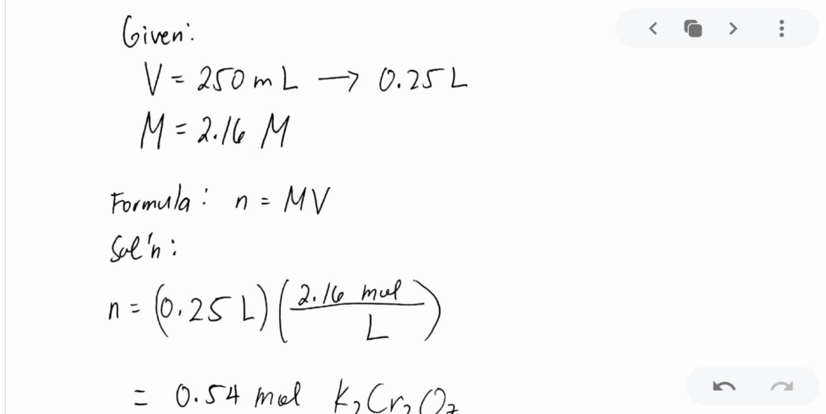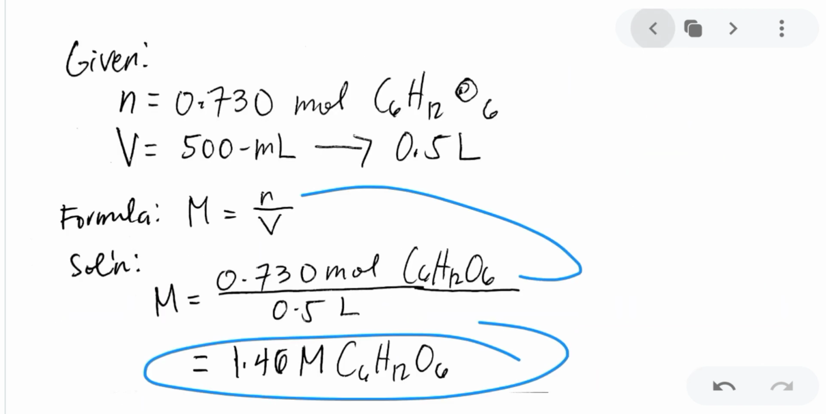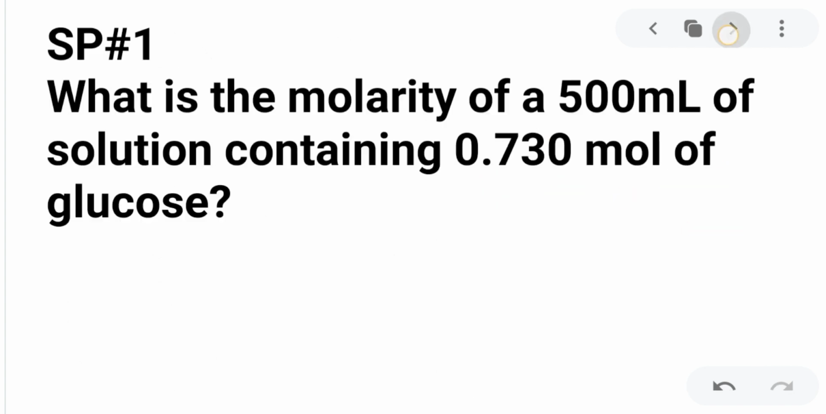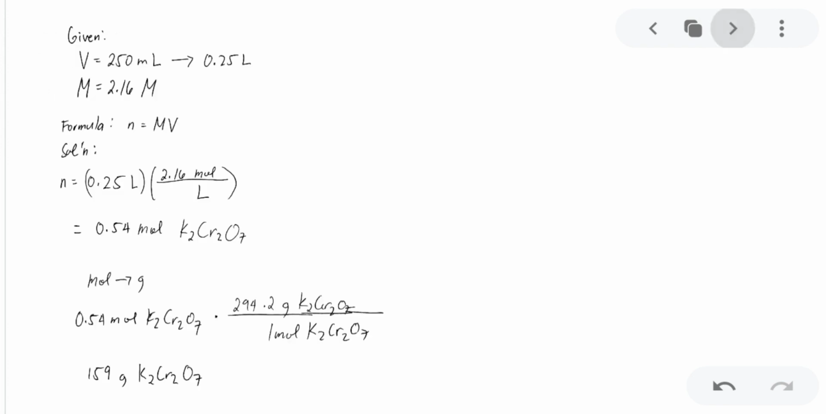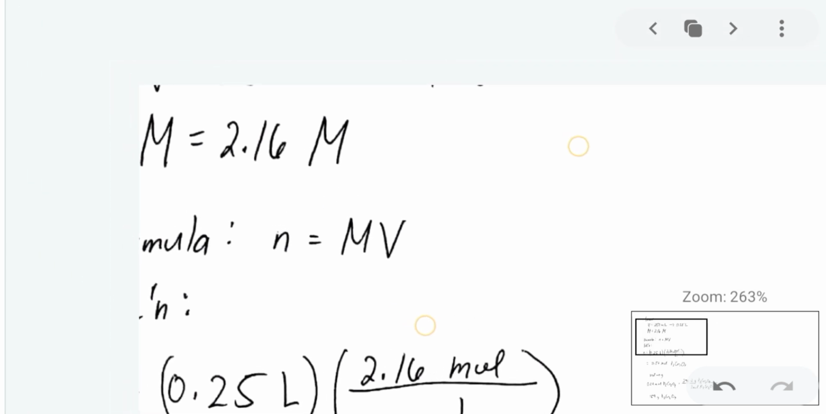The formula here, since you are being asked to find the grams, from the triangular expression is n over MV, right? So, you have to find first the mole before you can convert that into grams. So, what happens here is moles into grams. From this problem, we cannot extract the grams directly. We have to find first the mole and then convert that into grams. To do that, we will use this formula to find the moles, given the values at the top.